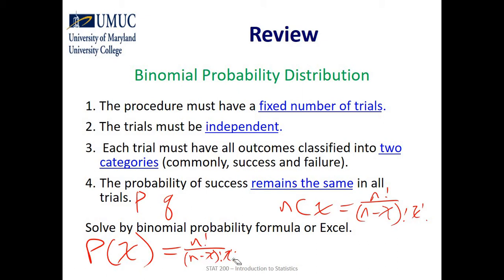And then the next part is that we have to have a total of x successes out of our n trials. Remember, the probability of a success was p. So for x successes, the probabilities multiply by each other because they're independent trials, so we have p to the x, and then we have a total of n minus x failures. That's how many are left over, so we have q to the n minus x. So that is the binomial probability formula as a quick review.